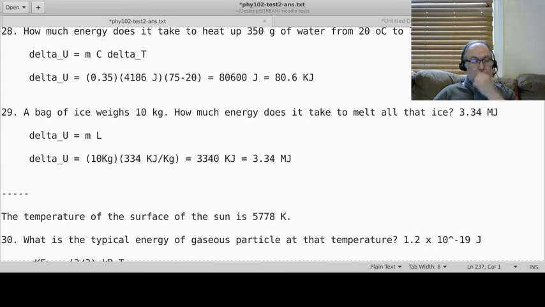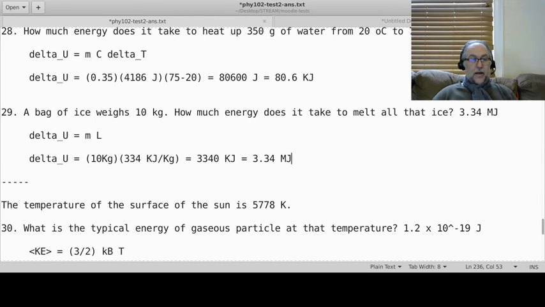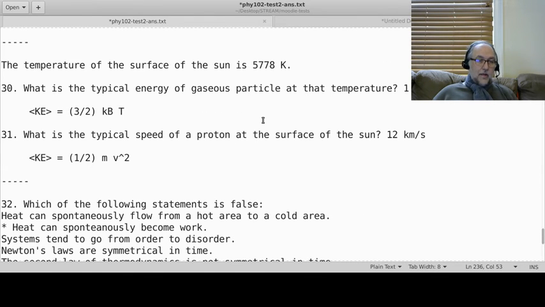So the next time you buy a 20-pound bag of ice and use it in your cooler and it takes forever to melt, you wonder why this ice takes forever to melt. It's because it needs to absorb a lot of energy from the environment before it melts. So ice is pretty good as refrigeration, like in a cooler, because it takes that much energy before it finally melts. All right, let's move on.